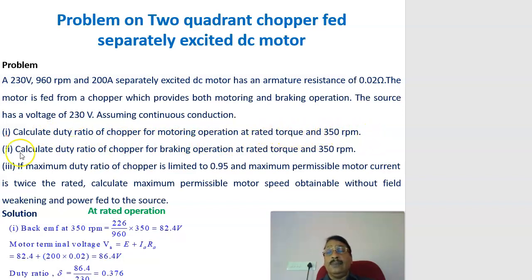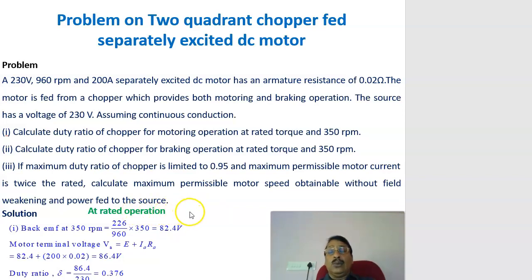and 350 rpm. Calculate the duty ratio of the chopper for braking operation at rated torque and 350 rpm. If the maximum duty ratio of the chopper is limited to 0.95 and the maximum permissible motor current is twice the rated current, calculate the maximum permissible motor speed obtainable without field weakening and also the power fed into the source. This is the question. Coming to the solution, first you have to calculate what is the back EMF corresponding to the rated condition. I forgot to include that one.